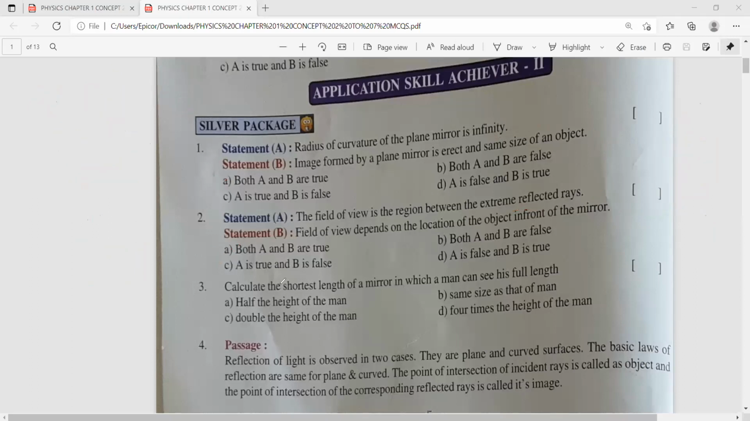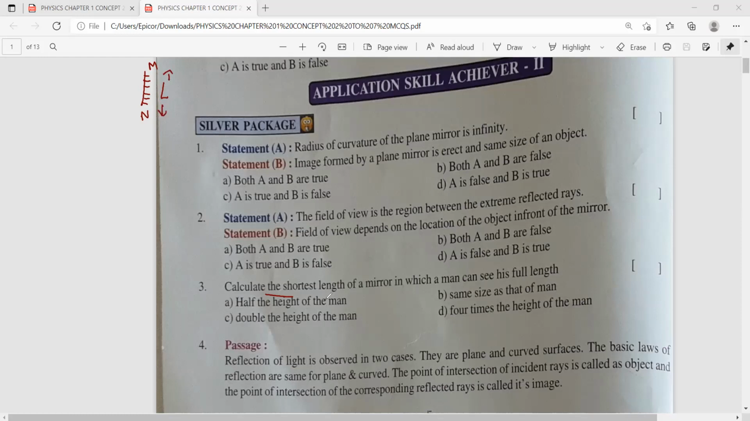See, children, the derivation part is there for the third one. Please try to write. Okay, first listen, then you write. Let us take a mirror. This is a mirror, marked M and N, and its length is L. The length of the mirror we take as L.